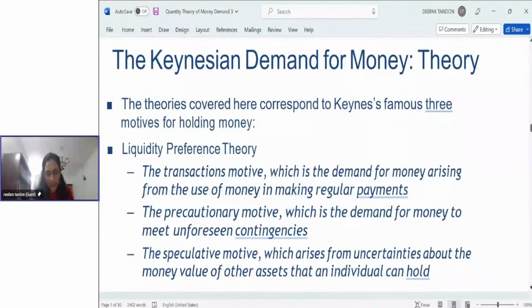So what are the three motives? One is the transactive motive, for day-to-day needs. The other is the precautionary motive, for unforeseen measures. The third is the speculative motive. What is the speculative motive? Speculative itself, you understand? Speculation.